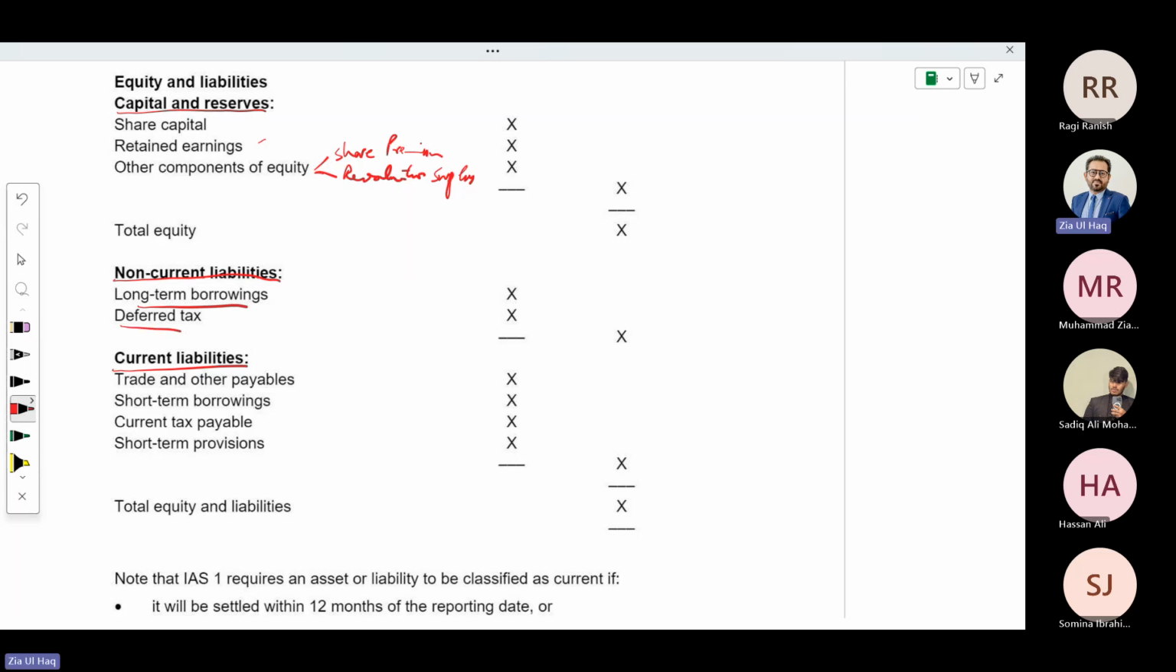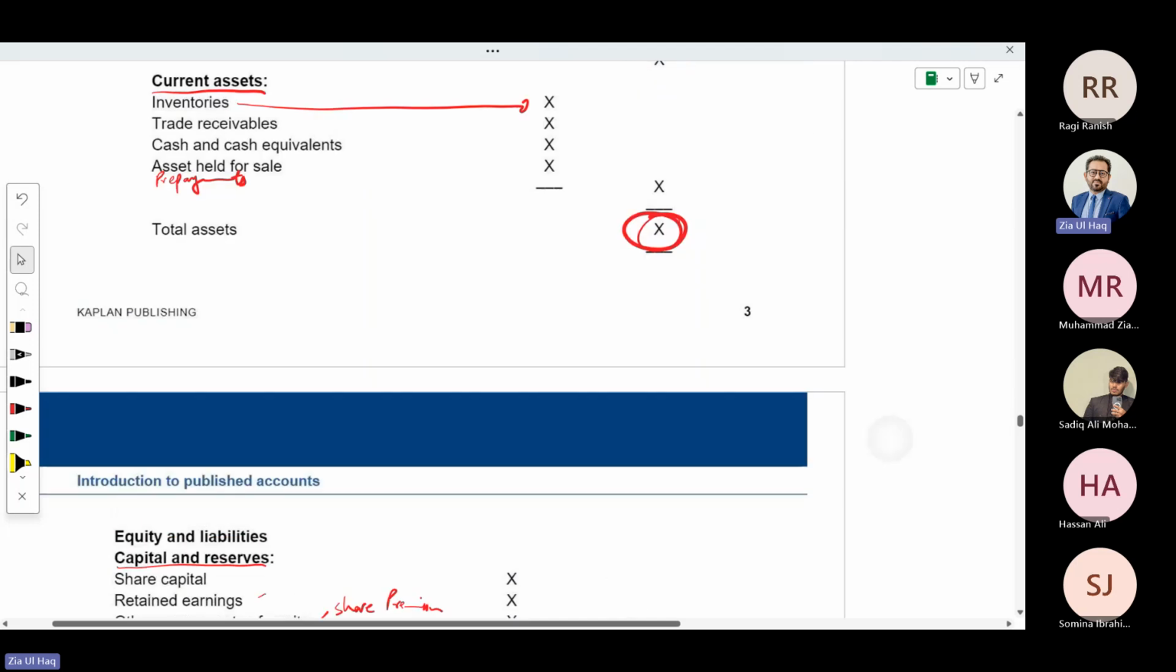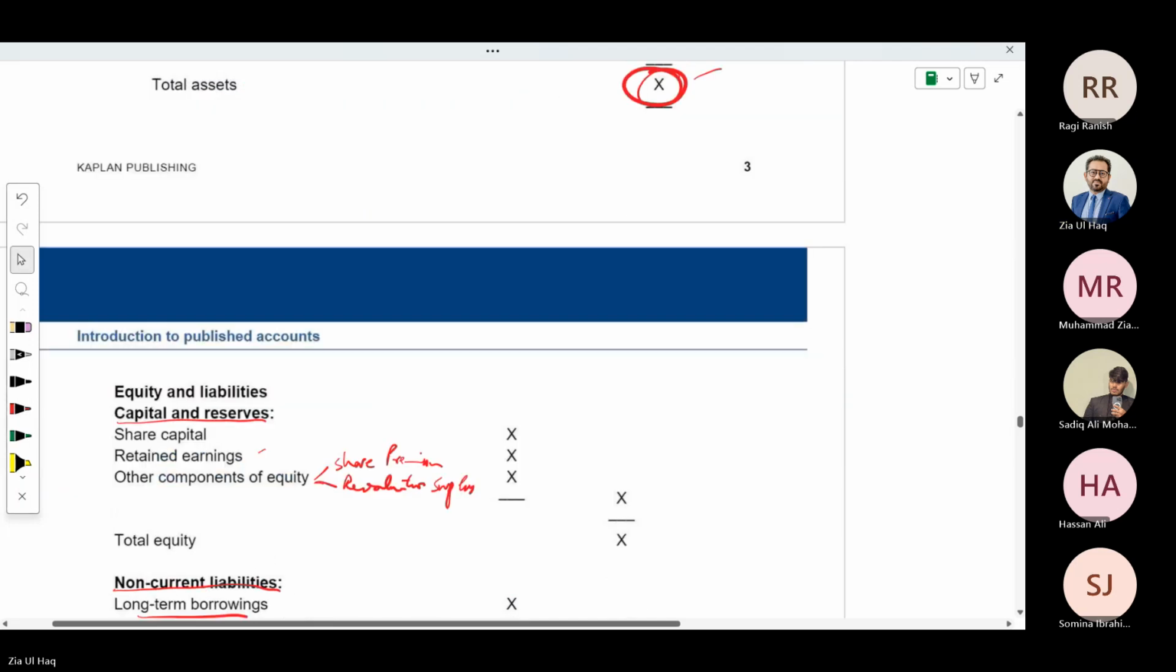Current liabilities are those that we need to pay within 1 year, within 12 months, and will be stated under current liabilities, like trade payables, short-term borrowings, tax payable, short-term provisions, or you can say accruals, accrued expenses, expenses payable, like interest payable and rent payable that we haven't paid in the current year, we are going to pay in the next, so we will record them under current liabilities. And this total of equity and liabilities should be equal to total assets.